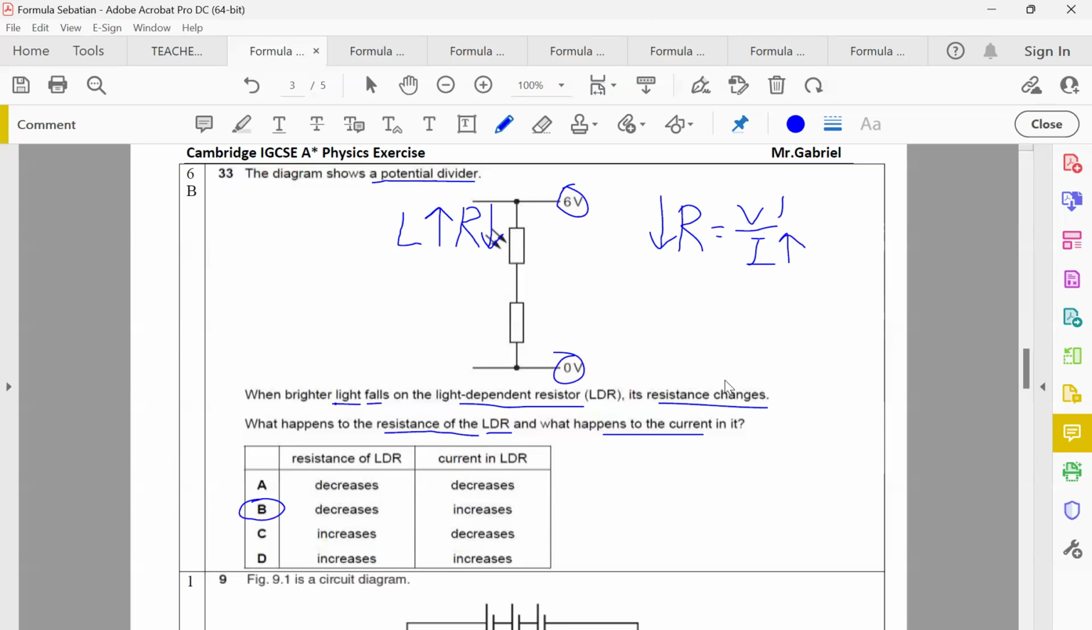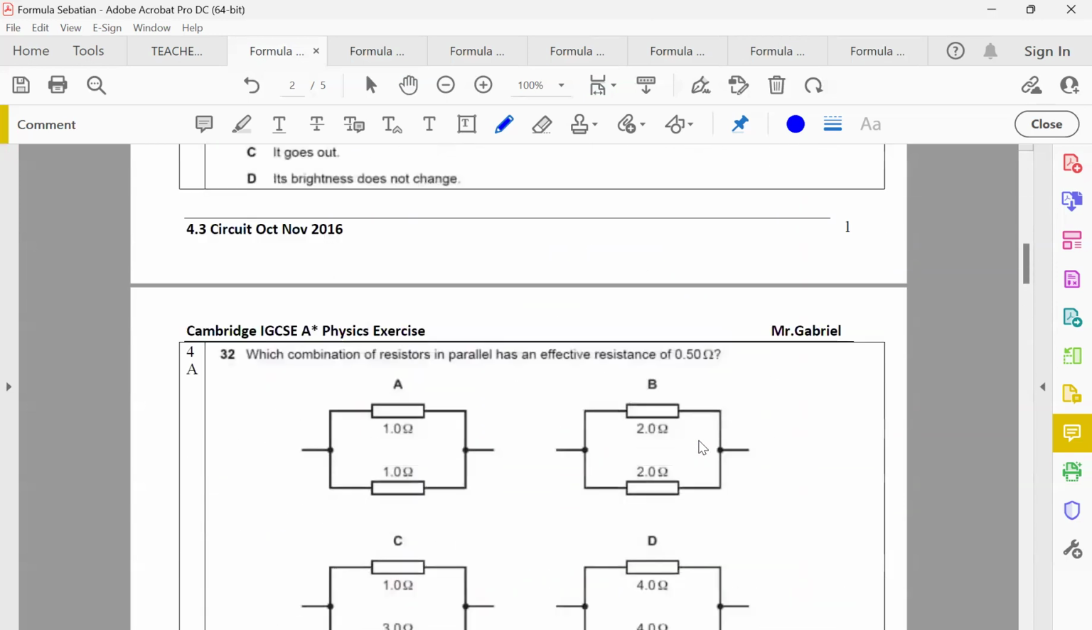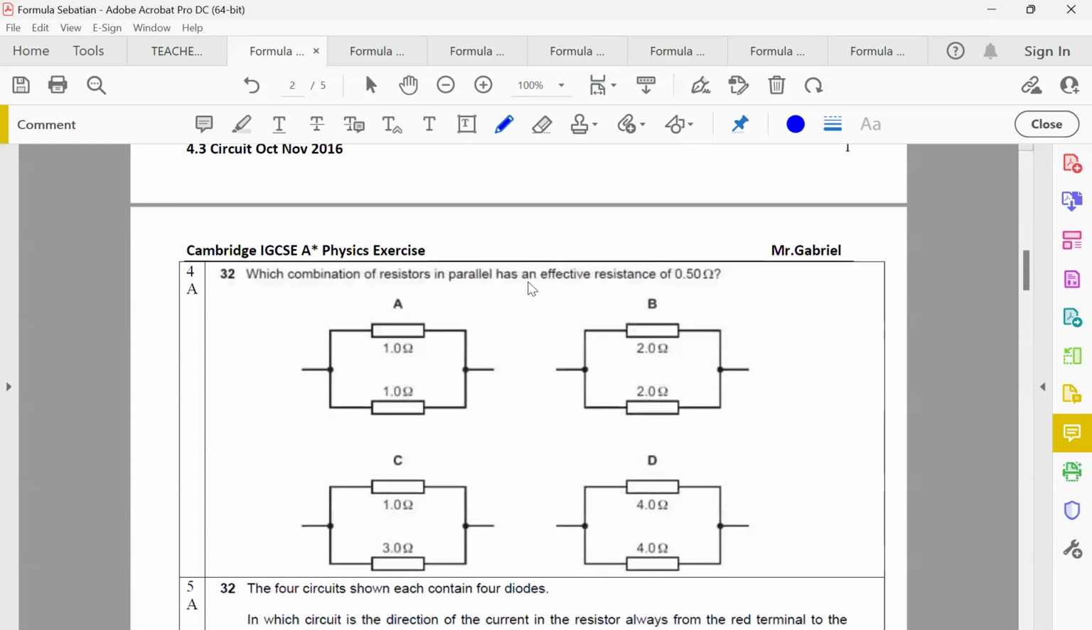Okay, guys. Question number 4. Which combination of the parallel resistors has an effective resistance of 0.5? In order for it to be 0.5, I have to once again use my formula, guys. 1 over 1 plus 1 over 1, which will give me 2 over 1. This is not the final answer because this is only 1 over RT. So in order for me to get RT, I have to flip this around, which will get me 1 over 2, which is 0.5. So my answer is A. Right. Anyone else?